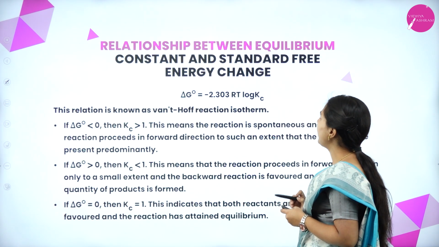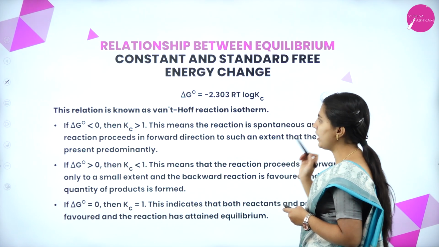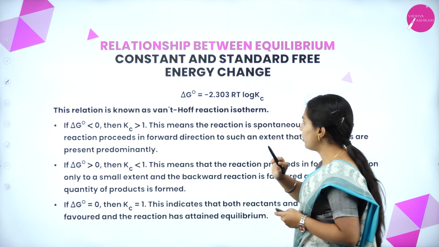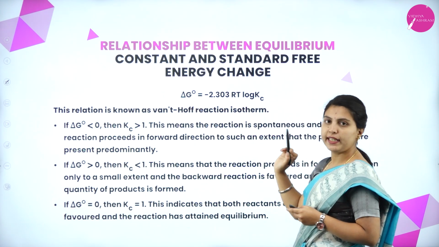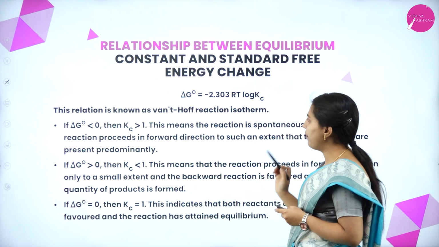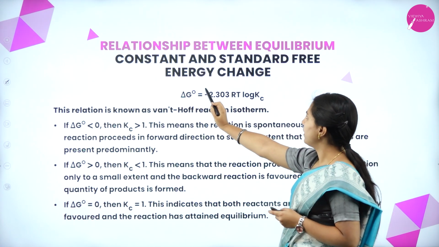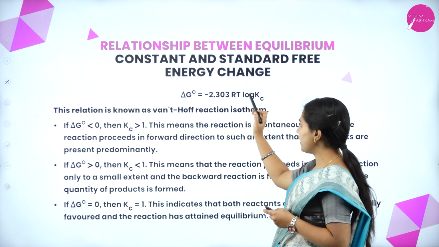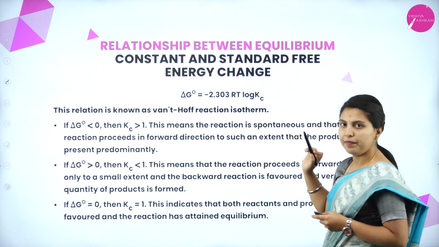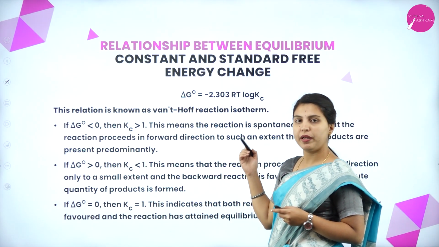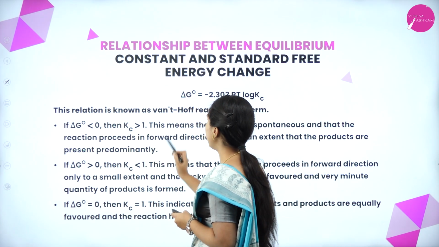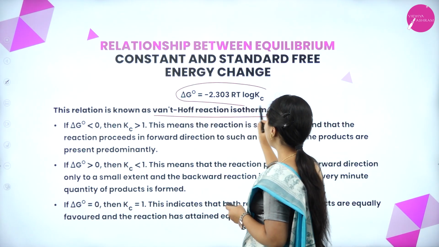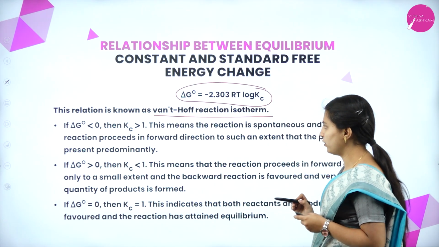Next, the relationship between the equilibrium constant and standard free energy change. What is that relation? Delta G naught equals minus 2.303 RT log Kc. Every constant you know: this is the standard free energy change and this is minus 2.303. R is the gas constant, T is temperature, Kc is the equilibrium constant at different concentrations. This relation is known as the van 't Hoff reaction isotherm. This relation is very important and is called the van 't Hoff reaction isotherm.